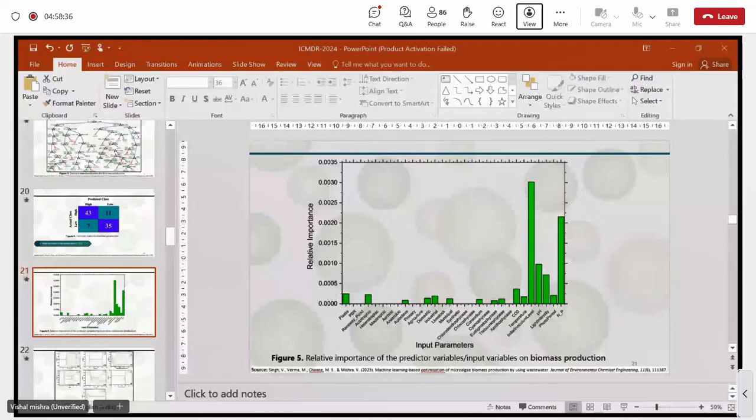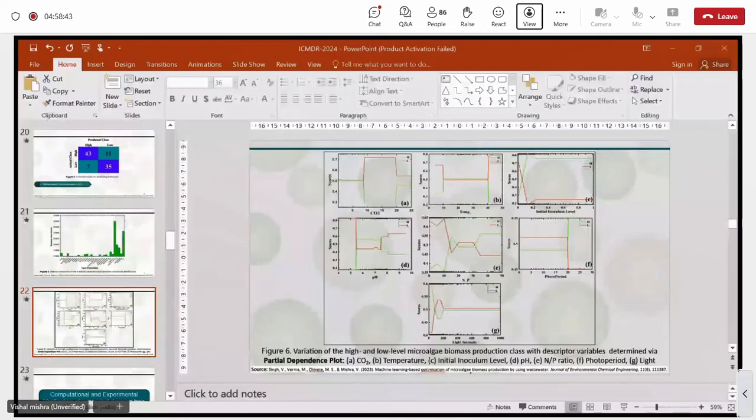In this figure, we have tried to show the variation of high and low level microalgae biomass production with the descriptor variables determined via partial dependence plot. That is how the CO2 and temperature are affecting those variables which were majorly involved: pH, nitrogen to phosphate ratio, photoperiod, and light. It can be easily analyzed here, where H indicates high values and L indicates low values. So the scores are very encouraging for us to work upon these parameters.